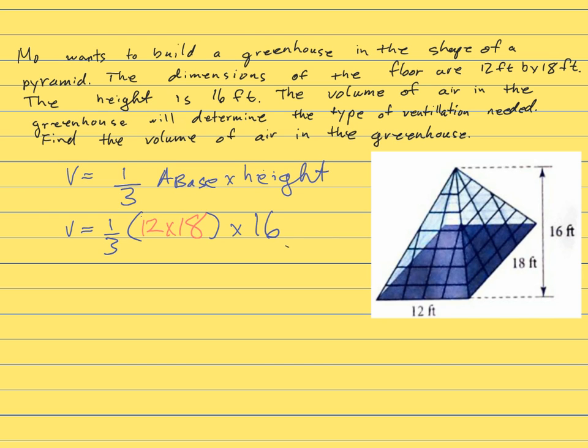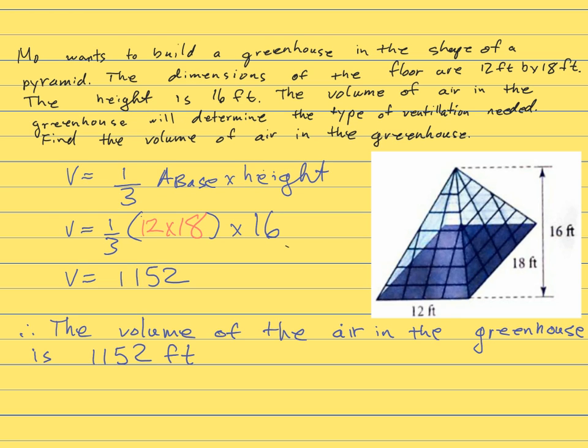Punching all that in, it's just 1 divided by 3 times 12 times 18 divided by 16, and that gives us 1,152. So then we say, therefore, the volume of the air in the greenhouse is 1,152 feet, and always say it is cubed, and then you're good.